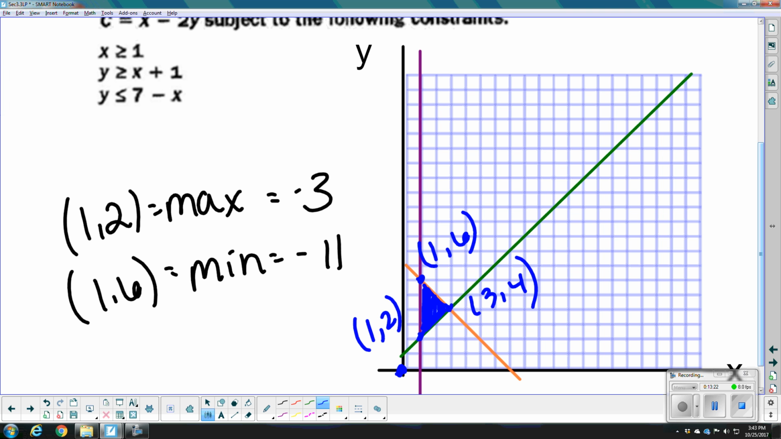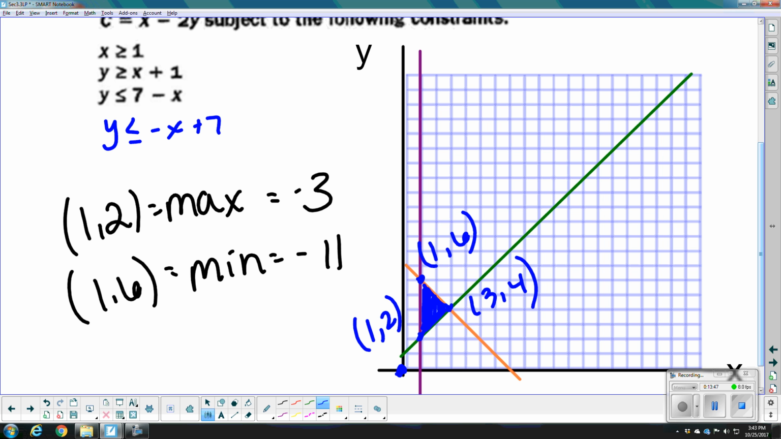And then the last one, y is less than or equal to 7 minus x. If you rewrote this into slope-intercept form, you would have y is less than or equal to -x plus 7. So we have a y-intercept of 7 and a slope of -1, and that's the orange line that you see. The feasible region is that blue region. You should have shaded that blue region in.